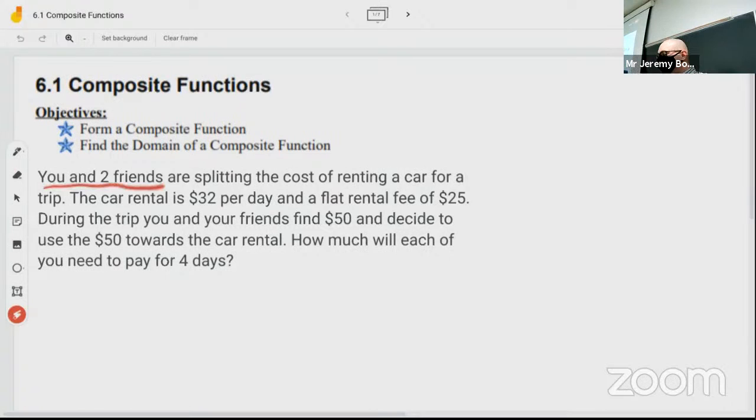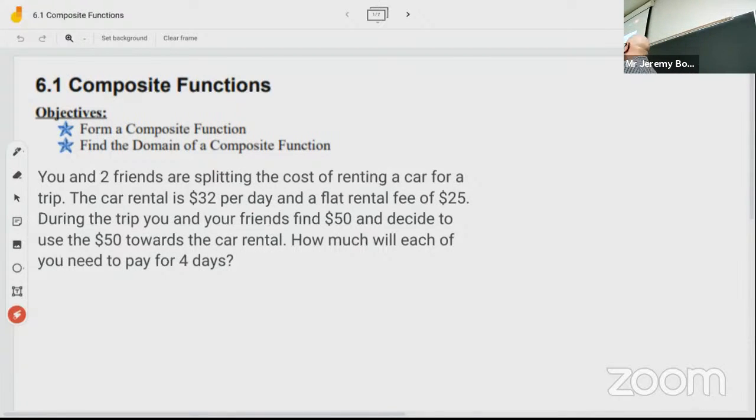So let's say you and two of your friends are splitting the cost of renting a car for a trip. Let's do a weekend trip, and I was doing 4 days, so a long weekend trip. And you're going to rent a car. The car rental place charges you $32 per day, and then a flat rental fee of $25. They're going to charge you that $25 regardless of how many days you rent for, but in addition to that, they're also going to charge you $32 per day.